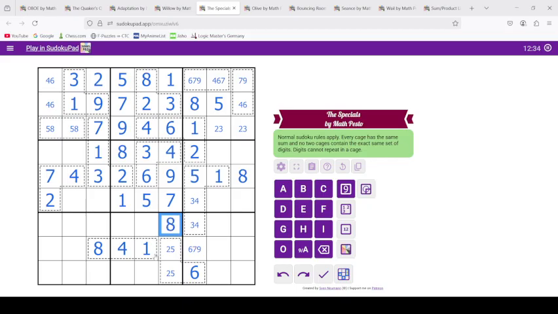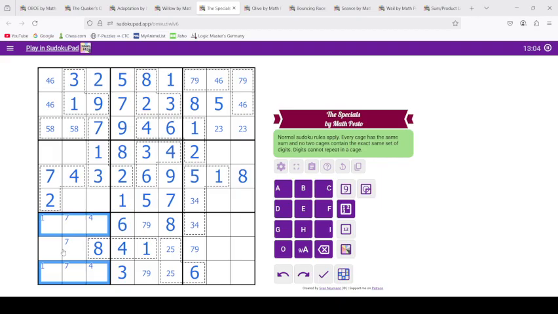Then we have 3, 6, 7, and 9. This is 3 and 6. This is 7 and 9. These are no longer 6s, that's not a 7. We have a 4 over here somewhere. A 1 over here somewhere. 7 in one of those 3 cells. A 6 in that cell right there. So that's a 6.